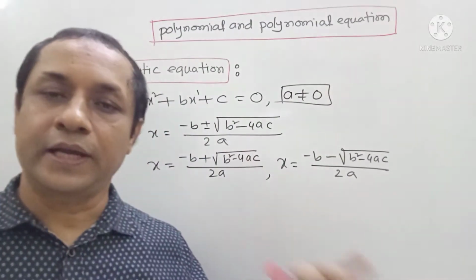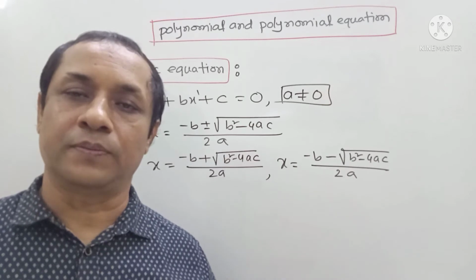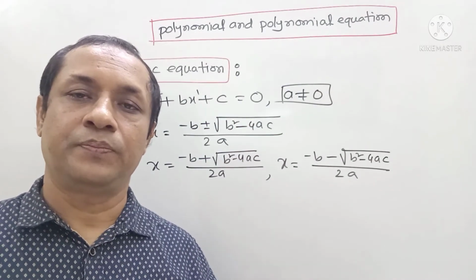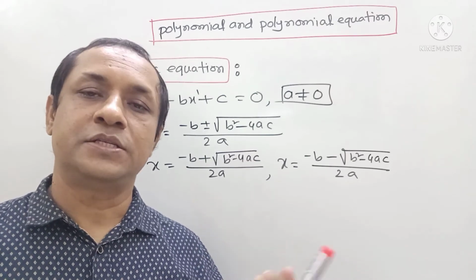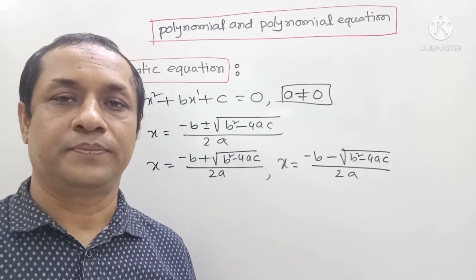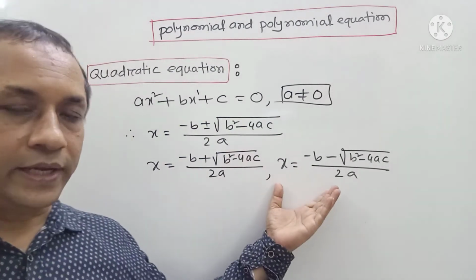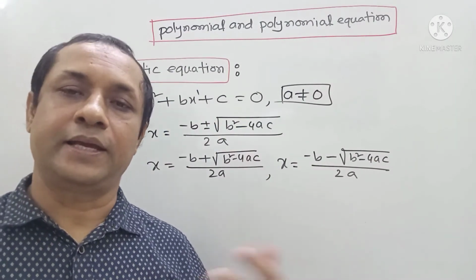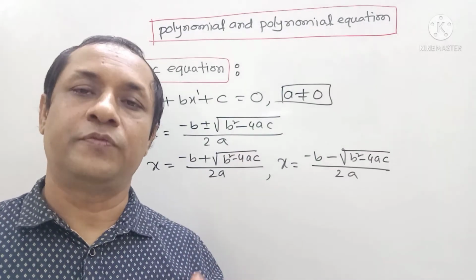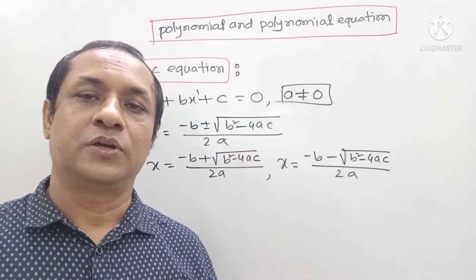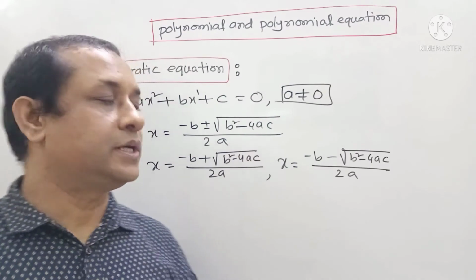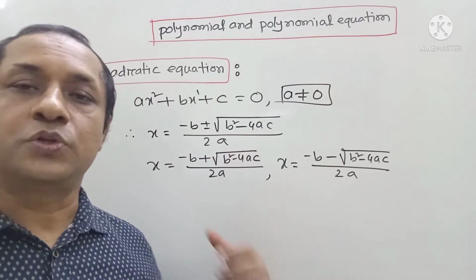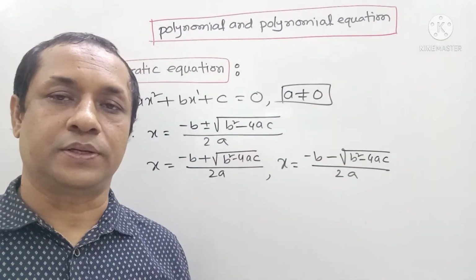Two values of x, two values of the variable. So attention please student, a value of the variable is called a root of the equation. So here two values of x, so two roots of the equation. I say again student, a value of the variable is called a root of the equation. So here are two roots of the equation.